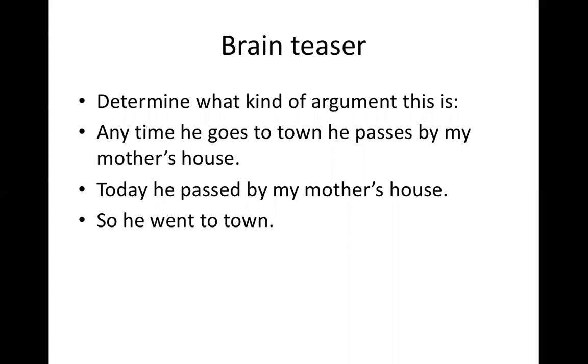So a little exercise. Determine what kind of argument this is. Now look at this argument. Anytime he goes to town, he passes by my mother's house. Today he passed by my mother's house, so he went to town. What kind of argument is this? So it's valid. Disjunction. Yeah, but what kind of argument? Now, we saw modus ponens, modus tollens, hypothetical syllogism, and we saw disjunctive syllogism. We also saw the bad form of modus ponens and the bad form of modus tollens.